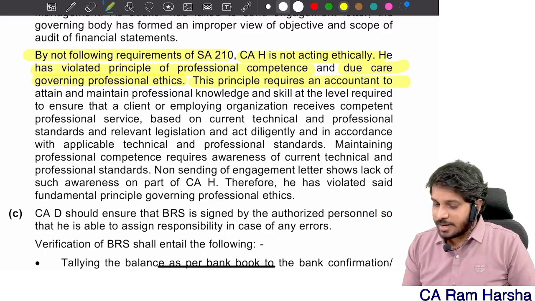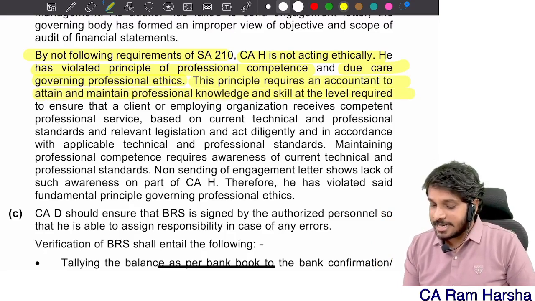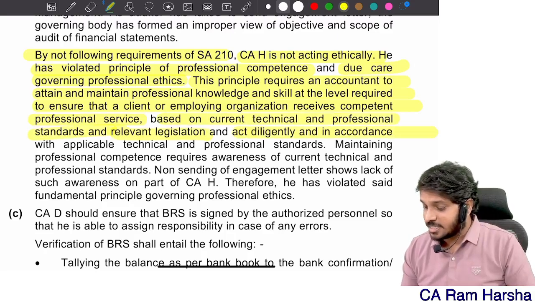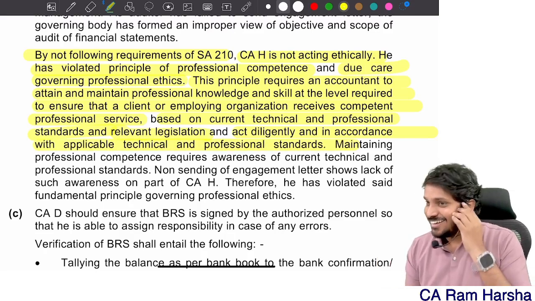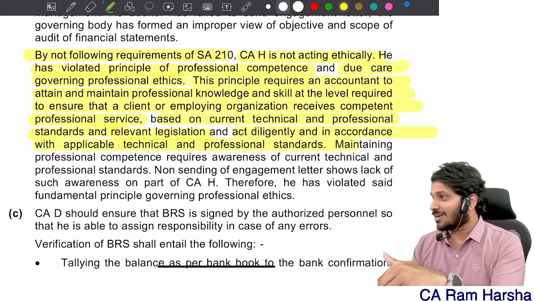This principle requires an accountant to attain and maintain knowledge and skill at the level required to ensure that the client or employer receives competent professional service based on current technical professional standards and relevant legislation, and act diligently in accordance with the applicable technical professional standards. Understood? Hey, this is there in our book completely.